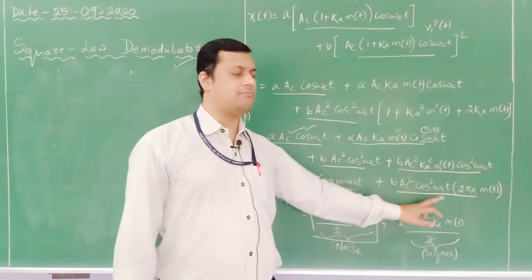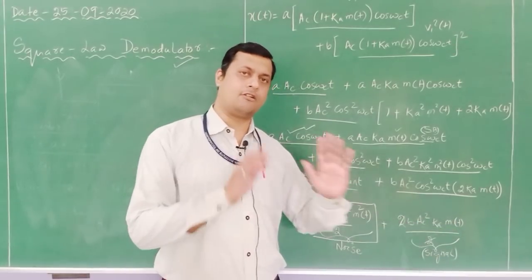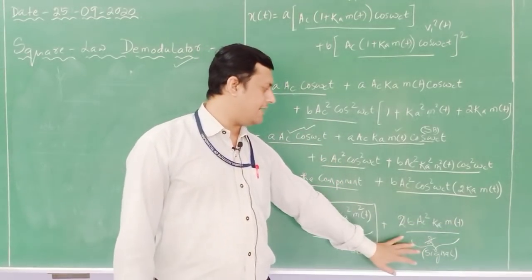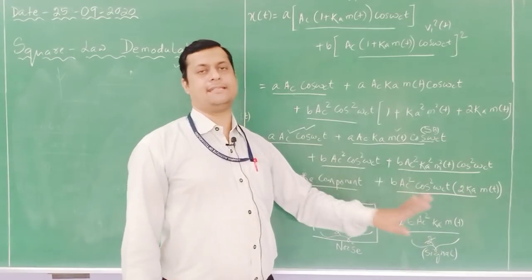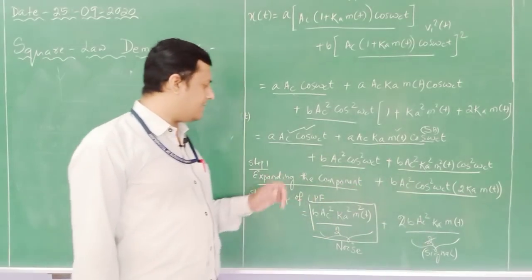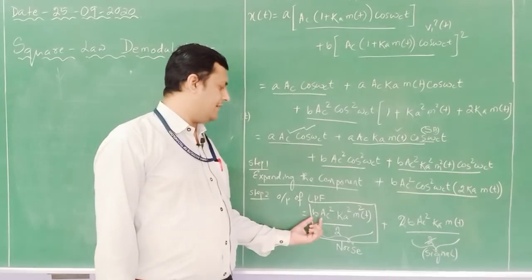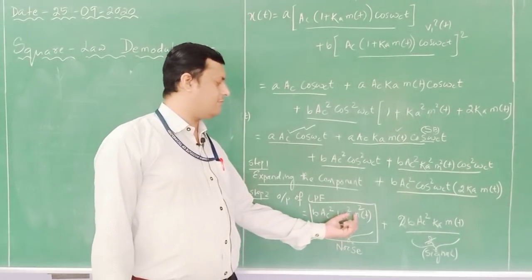Okay, amplitude is multiplied with the modulating signal. So the modulating signal is available. Similarly, there is another component, b into Ac square Ka square m square of t.